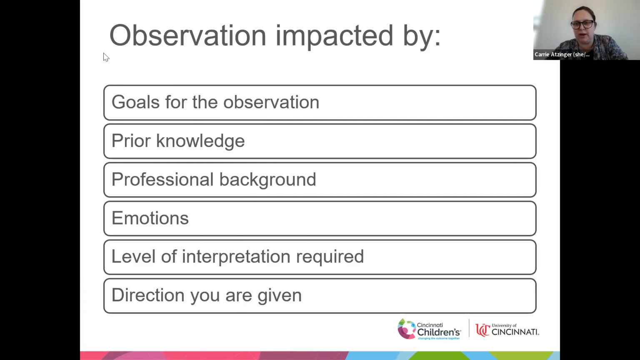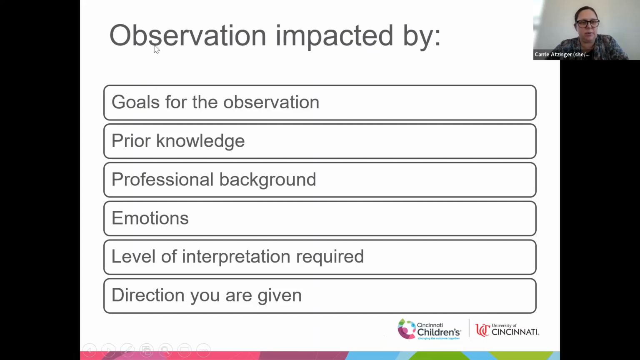Also, different people can observe the same thing and be asked to look for the same things and come up with different impressions that are both correct. It's influenced by lots of different things. And that's true of art, but it's true of lots of different things. You can have your own impressions based on your goals for the observation, your prior knowledge, your own background, your previous experiences with what you're observing, and what sort of directions you're given.